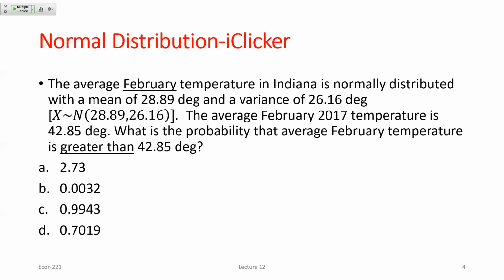But I can work through this, right? So I'm going to calculate that z-score by taking my x value, 42.85, subtracting that mean, and dividing by my standard deviation. If I do that, my guess is I get a z value of 2.73. Guess that's why it's right up there. So 2.73. I can look that value up in the table, and it'll give me the area to the left of that.